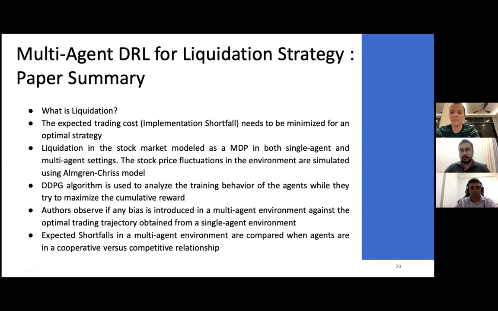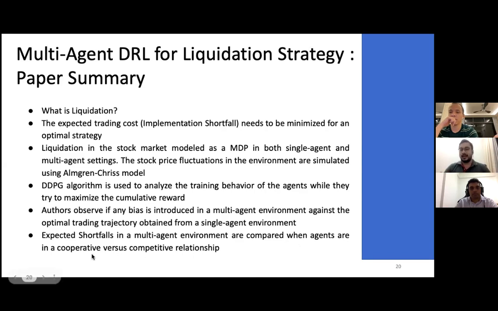By optimal trading trajectory, what we are going to try to capture is basically the fraction of the shares that are being sold in every step of the 60-day time period. So on the first day, I'm going to sell 1/3 of my whole shares, and the next day I think that the price is not good, so I don't sell anything. And on the third day, I can sell, suppose, 1/10 of my shares. So like that. And the expected shortfall in a multi-agent environment is also compared between a cooperative as well as a competitive setup.